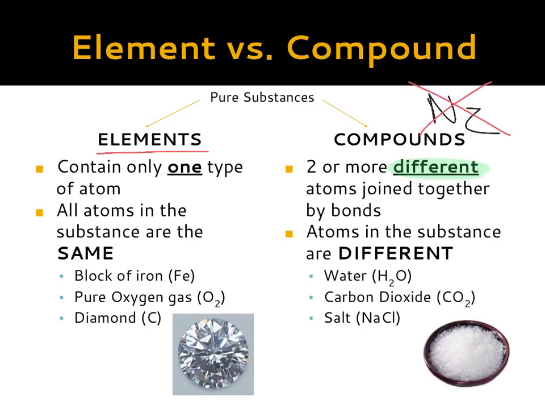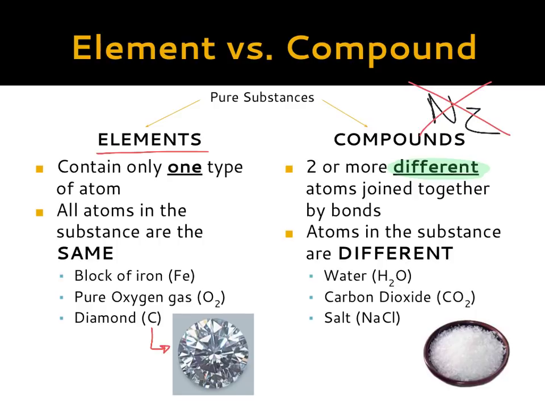So elements contain only one type of atom. It has to be on the periodic table, and they have to be the same atom. So we've got iron, a block of iron. We talked about that earlier. Just pure oxygen gas would be O2. That's similar to our example of N2. It's the same elements bonded together. Or diamond. Diamond is all made out of carbon, so this is an element.